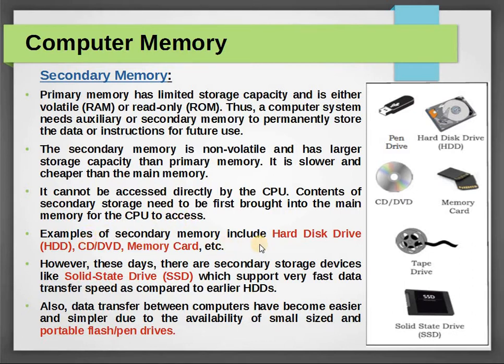Examples of secondary memory include hard disk drive, also known as HDD, CD, DVD, memory cards, and many more. Here you can see this is hard disk, CD, DVD, memory cards, tape drive, and many more. These days secondary storage devices like SSD, solid state drive, here you can see the picture, support very fast data transfer speed as compared to earlier HDD.